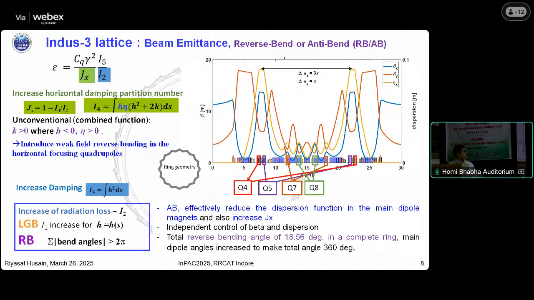And another important parameter is the increase in the radiation damping, that is, the SR loss per turn. This is inherently coming from the LGB profile, because we have this variation of the magnetic field along the beam direction. So we have high field and low field. So this increases the radiation loss per turn, and also the reverse bending, where the absolute bending angle is more than 360 degrees, automatically increases the radiation loss per turn. So these are the multiple ways to really minimize the beam emittance.